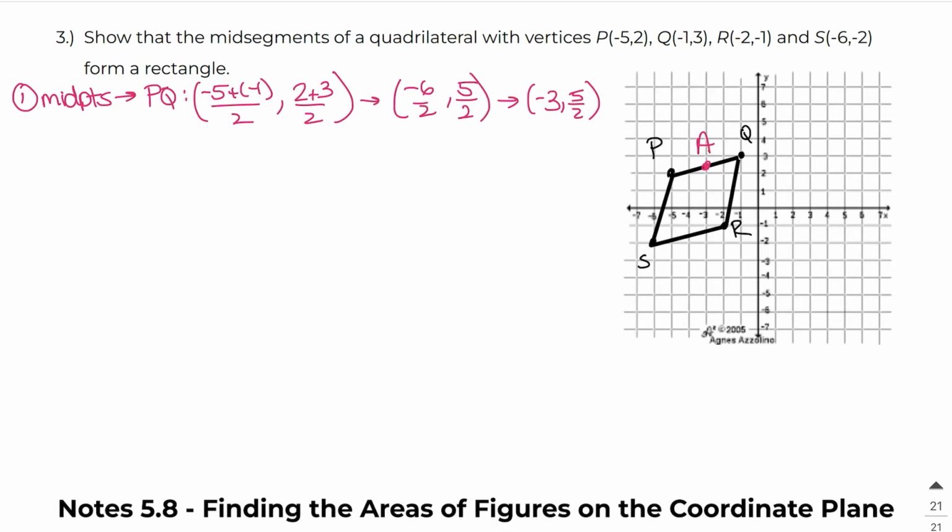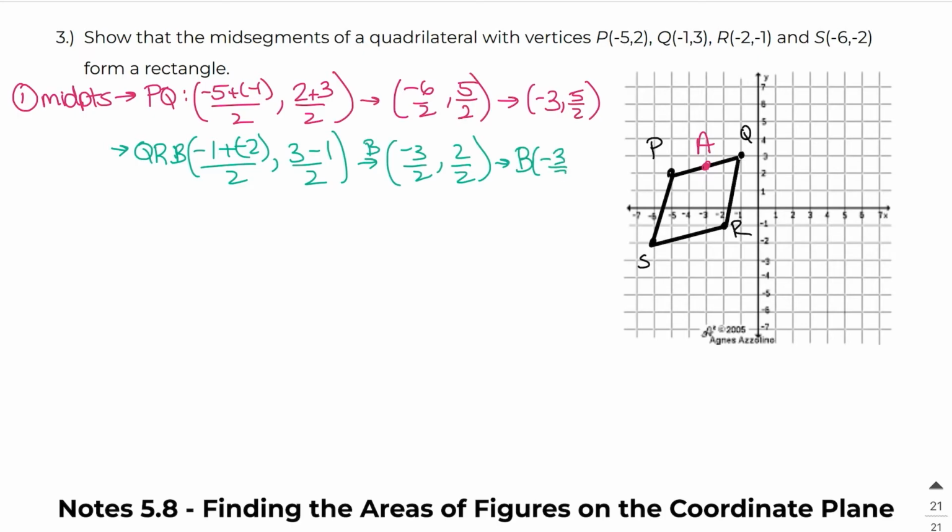Let's find the midpoint of QR, and I'm going to call that B. So the midpoint of QR, I'm going to do this pretty quickly because hopefully at this point in time you feel comfortable with midpoint. So negative 1 plus negative 2 over 2. And then I'm going to do 3 plus negative 1 over 2, or I could just say 3 minus 1 over 2. So this ends up becoming negative 3 over 2 and then 2 over 2. So B is going to be negative 3 over 2, 1. So this right here is going to be negative 1.5, 1.